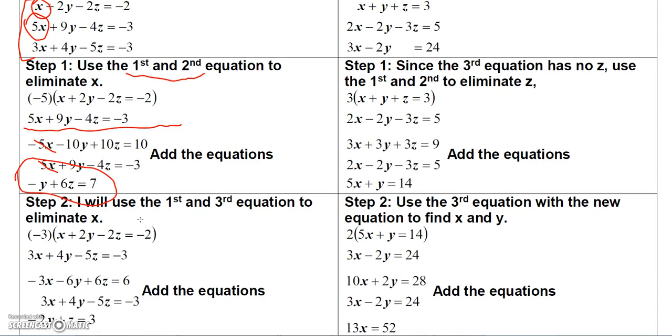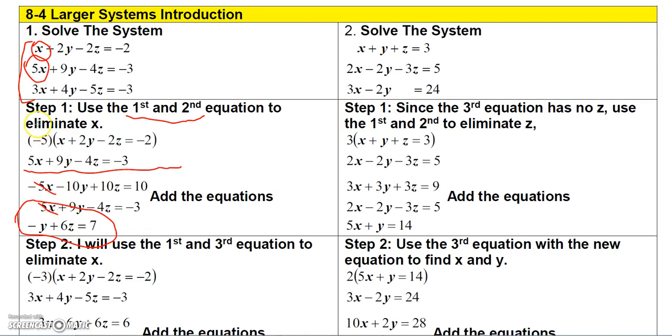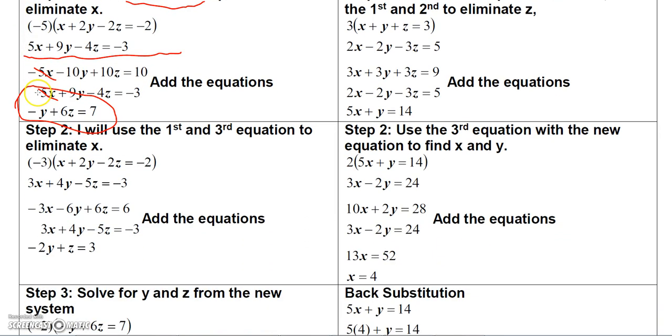Now, since I eliminated x here, I also want to eliminate x again, but this time I'm going to use the first equation and the third equation. So to eliminate x from the third equation, I'm going to multiply the first equation by negative 3. You can see I wrote the third equation under it. That way I'll have a negative 3x, and when I add it to this third equation, it'll cancel the x's. So that would multiply everything by negative 3.